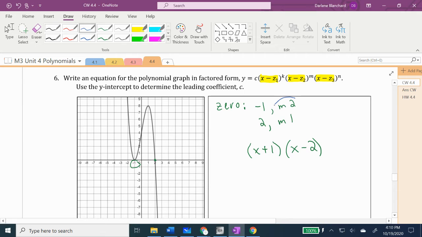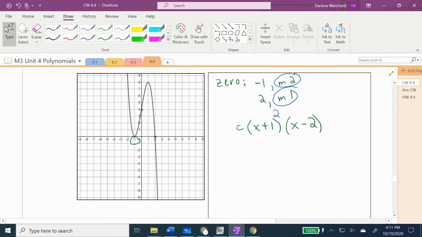For -1, I have a multiplicity of 2, so I put an exponent 2. For the 0, 2, I have multiplicity 1, so I don't need to put anything down. And then for the leading coefficient, on this particular graph, I can see that I have a y-intercept of 4. Based on that y-intercept, I can find what my leading coefficient is. Because so far, based on my zeros, I know that I have this kind of equation.